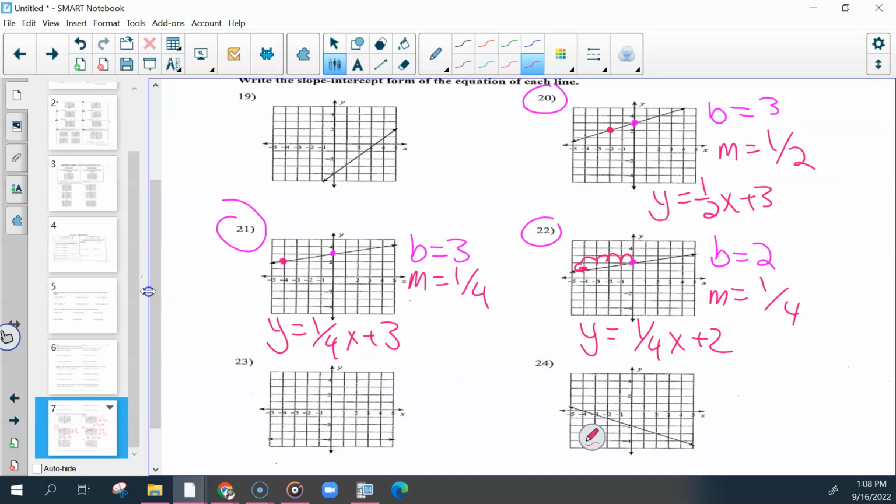Any other questions on writing the line or writing the equation of the line from the graph?